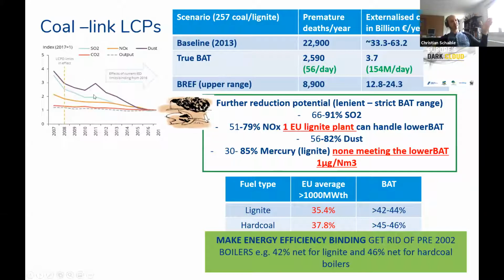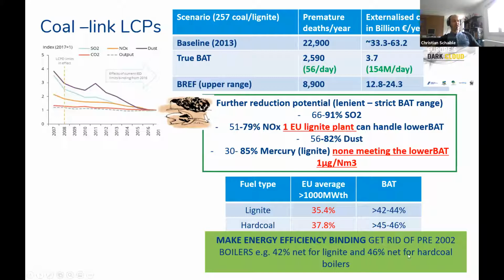Okay, I should have said this, the graph on the left. We have the IPPC directive, the large combustion plant directive drove down on the 3 pollutants quite a lot. We are now here, and we can go further down, like 91% on SO2, 79% on NOx. Mercury is a huge potential, but only if we force the strict lower range. And none of the lignite plants currently in Europe, besides one I mentioned before, Substance 6, can manage the lower range because they don't have the abatement yet in place.